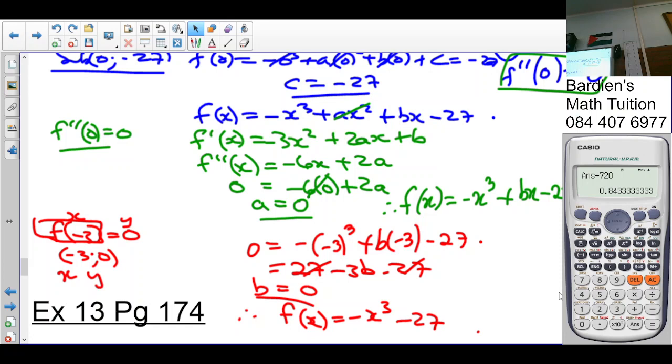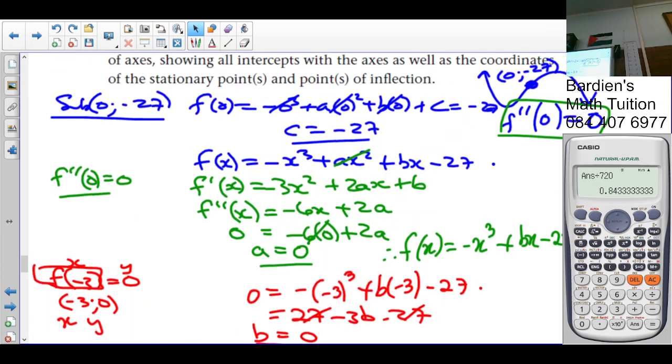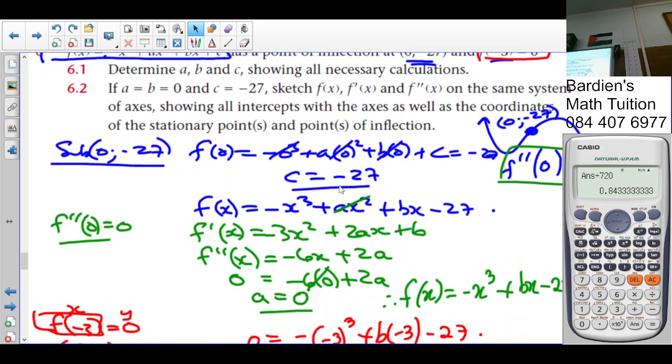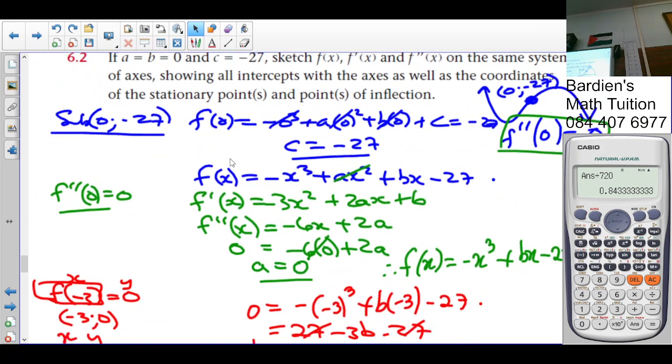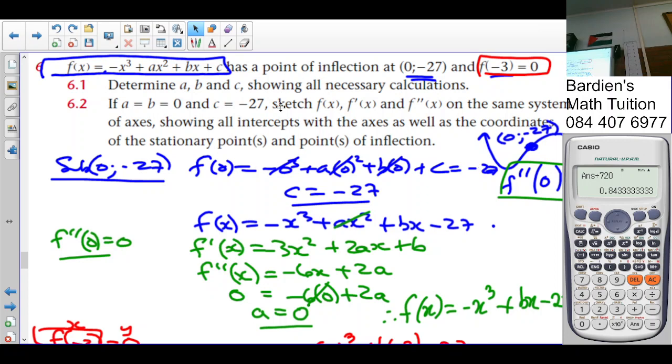Is that 6.1? The answer to 6.1. Okay, yes, a is equal to b is equal to 0, which confirms for the third time. You're listening for the third time. So a is equal to b, which is equal to 0, and c is negative 27, we got that.